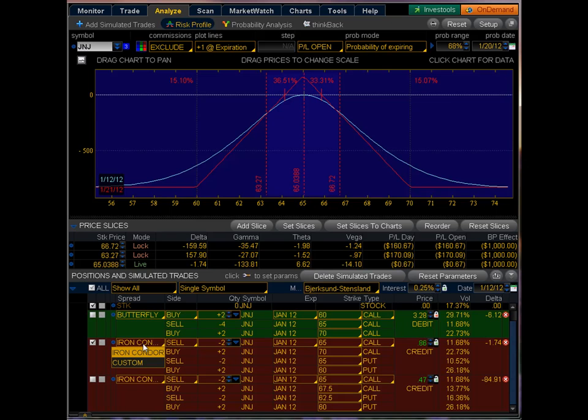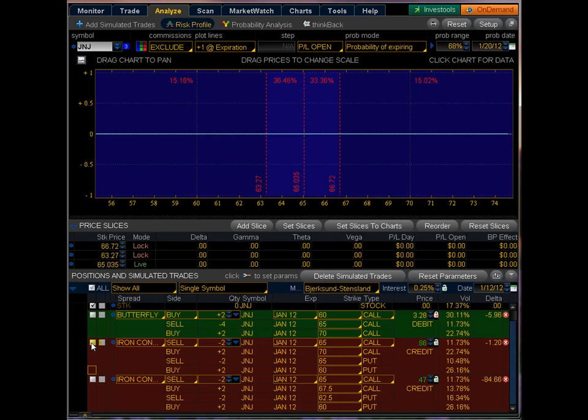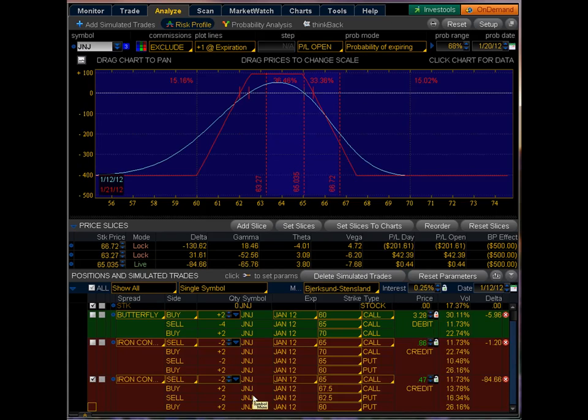And as you can see here, when I made the order, I had to do it as an iron condor. So this could be considered an iron condor, and that's why the split strike looks very similar to an iron condor. Now, the only thing I did here was I moved out one of my strikes.